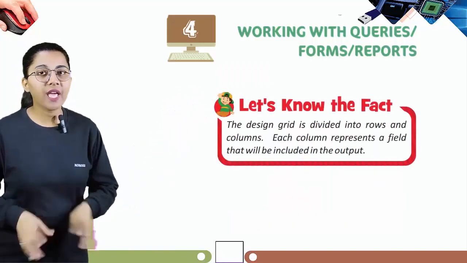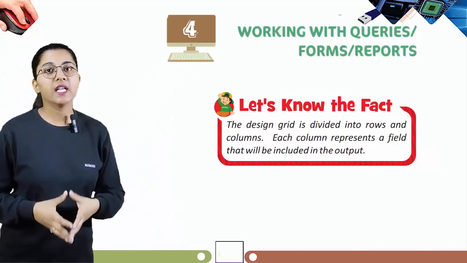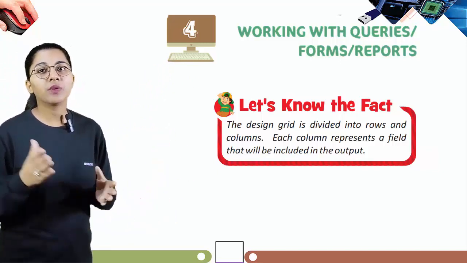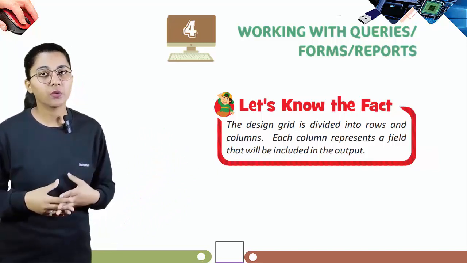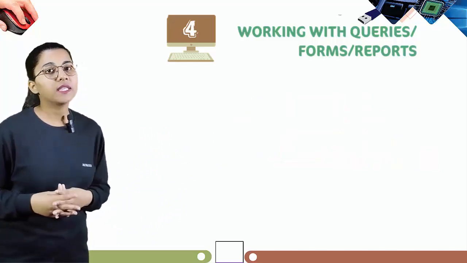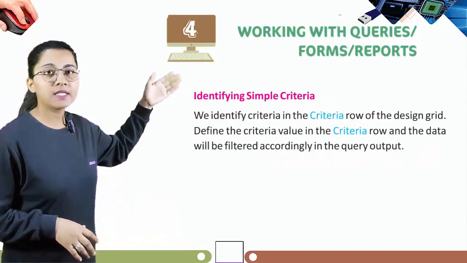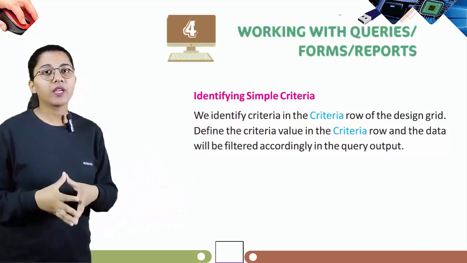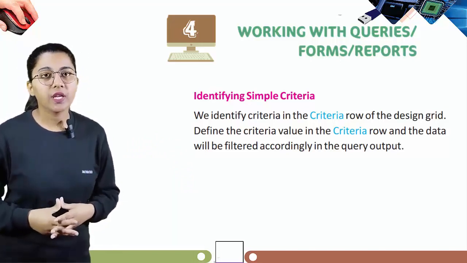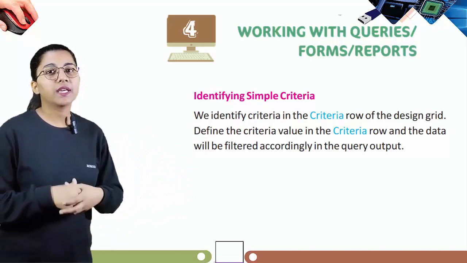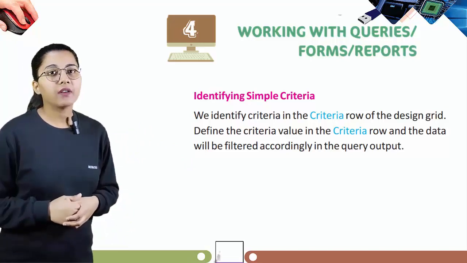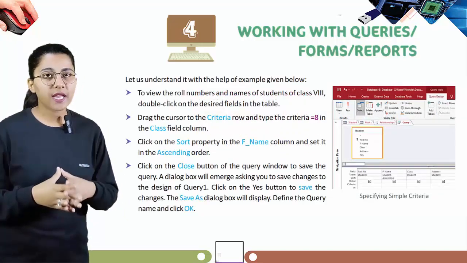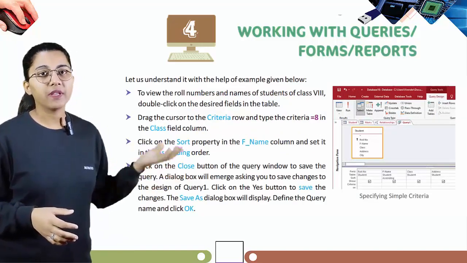Now students, again we have an interesting fact that says the design grid is divided into rows and columns. Each column represents a field that will be included in the output. Now let's learn about identifying simple criteria. So we identify criteria in the criteria row of the design grid. Define the criteria value in the criteria row, and the data will be filtered accordingly in the query output. Let us understand it with the help of the example given below.